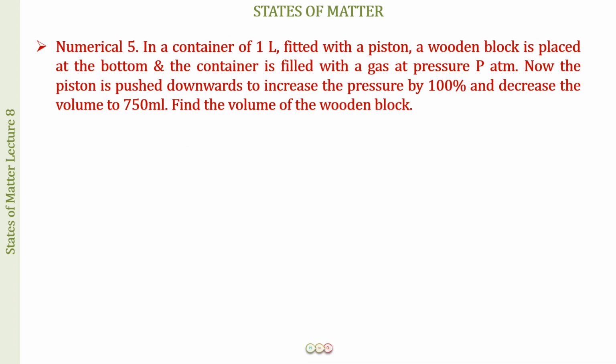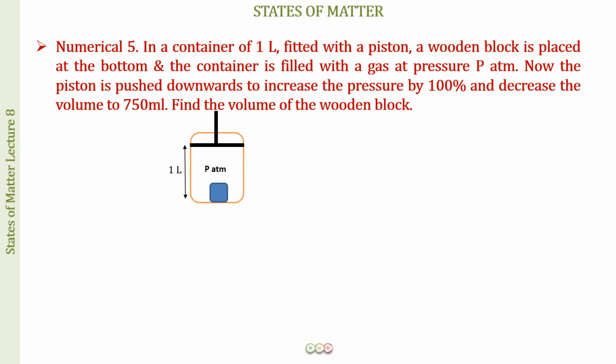So the next question is that in a container of 1 liter fitted with a piston, a wooden block is placed at the bottom of the container and the container is filled with a gas at pressure P atmosphere. Now the piston is pushed downwards to increase the pressure by 100% and decrease the volume to 750 ml. Find the volume of the wooden block, right? So try it and then listen to the solution.